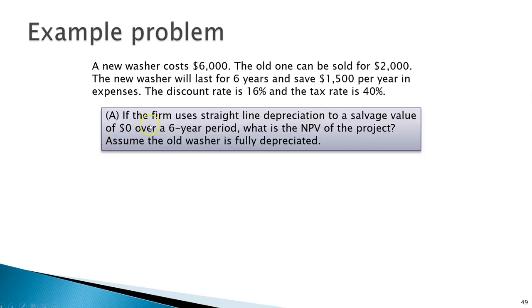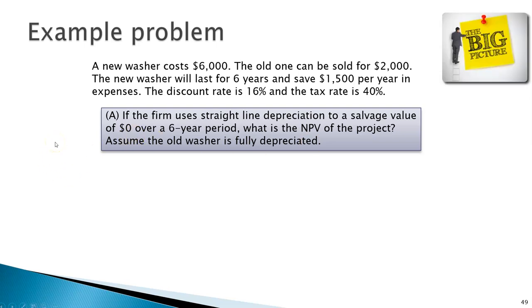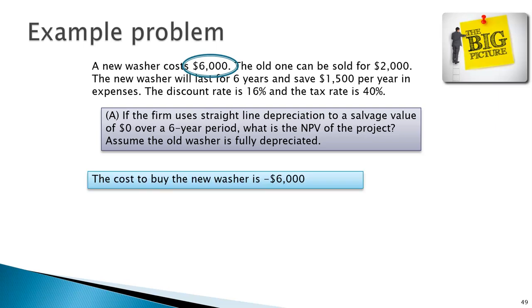Okay. So the question is, if the firm uses straight line depreciation, what's the net present value? All right, so if we're going to use straight line depreciation over a 6-year period, well, then we're going to be depreciating that $6,000 over 6 years, so $1,000 a year. It also says assume the old washer is fully depreciated, which is information you need to know. That tells you that the book value on the old washer is 0. Right? You've depreciated the entire value of that old washer. It has a book value of 0. All right, so yeah, we're going to look at this.